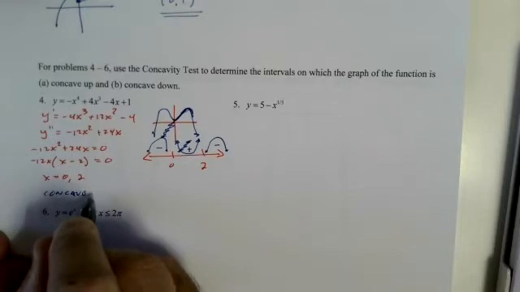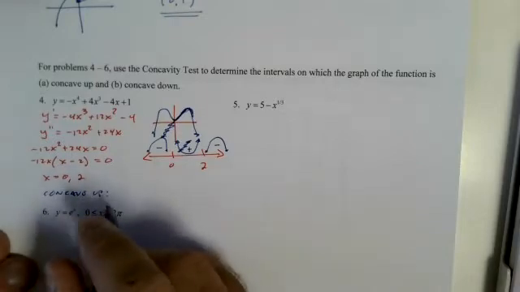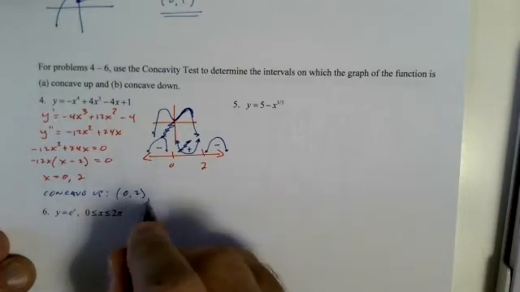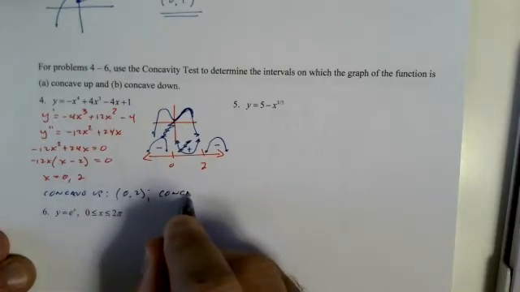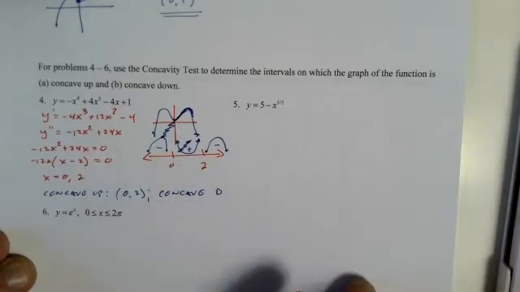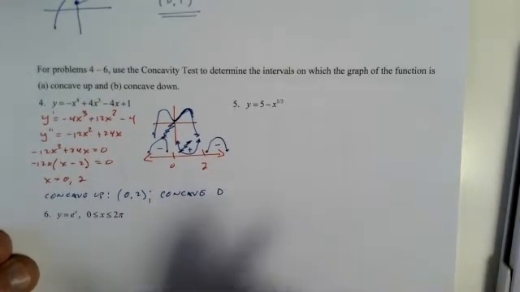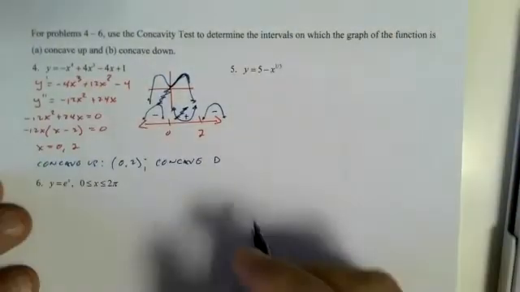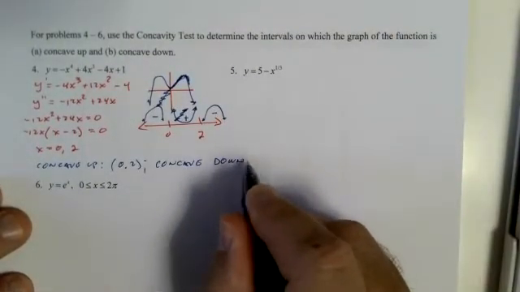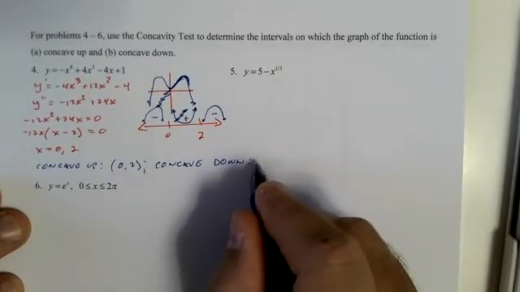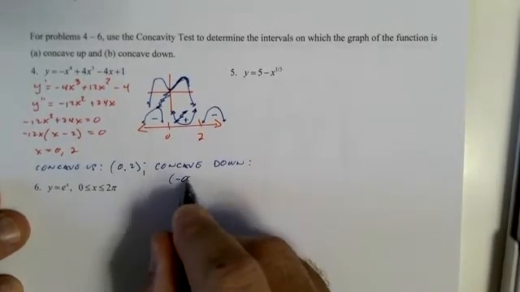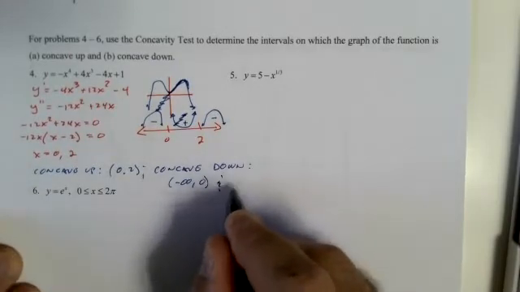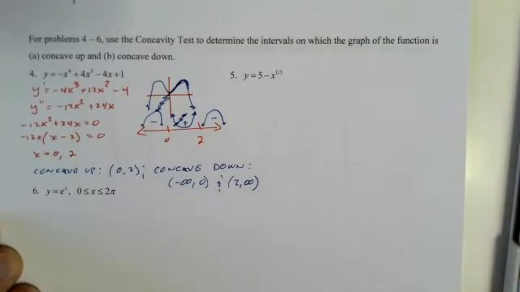Concave up, 0 to 2. Concave down, negative infinity to 0. And 2 to infinity.